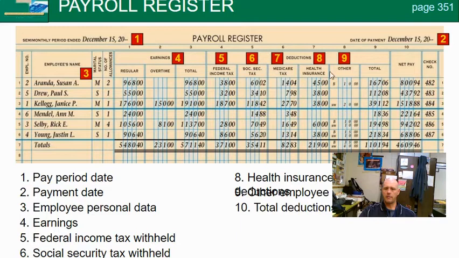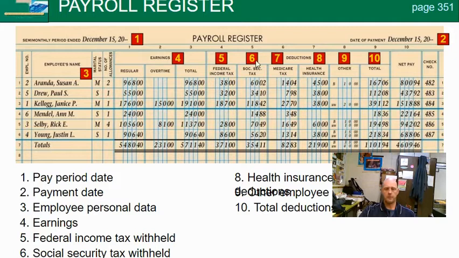We add up all of these deductions, right? The 38, the 60, the 14, the 45, and in this case, $10 in U.S. savings bond. We get to our $167.06 in deductions for Susan. She earned $968. We had to take out $167.06 in taxes. And again, every single one of these columns is going to be some kind of a liability.